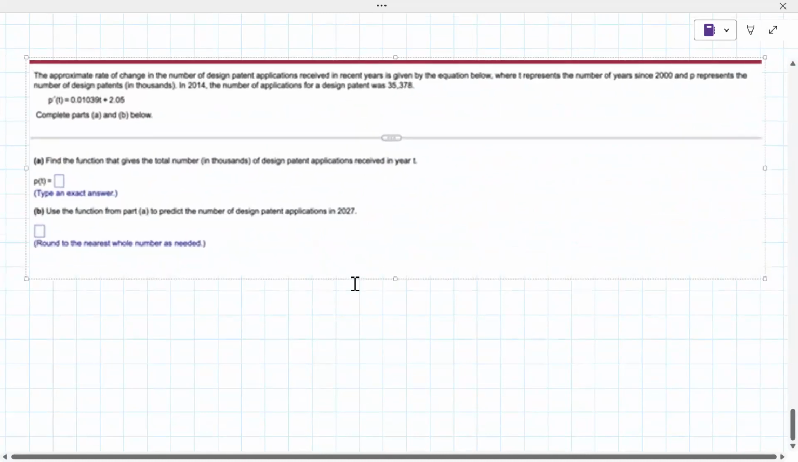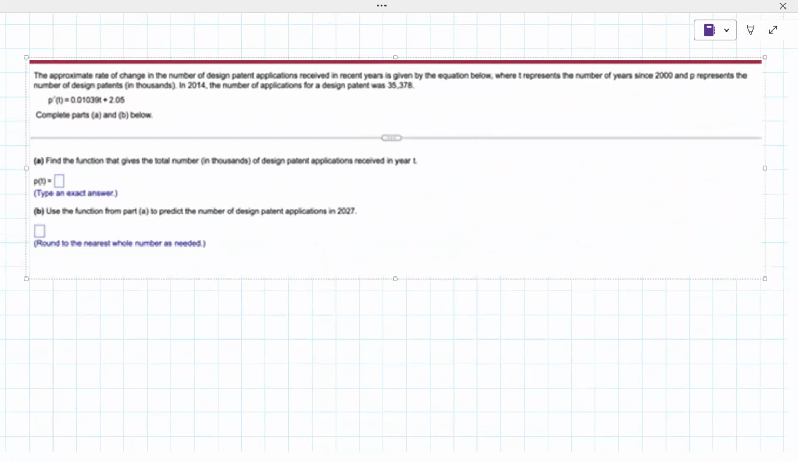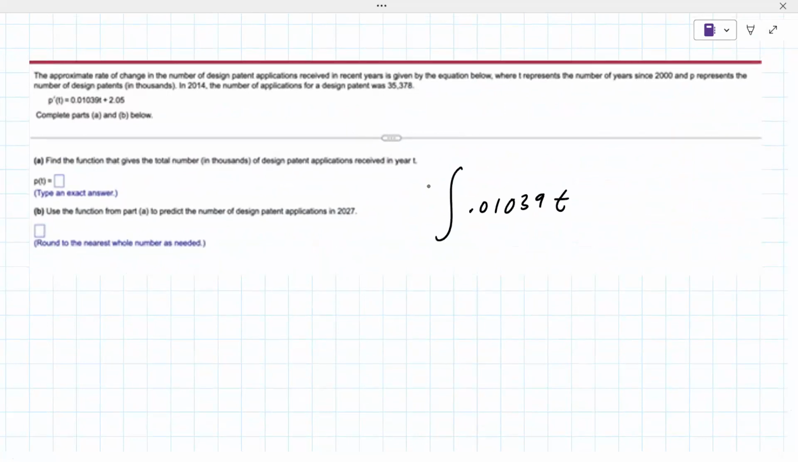All right, now this one's a little grainy. I don't know why that always happens when I snip it over from my other screen. Okay, so you're integrating this time 0.01039 t plus 2.05 dt.